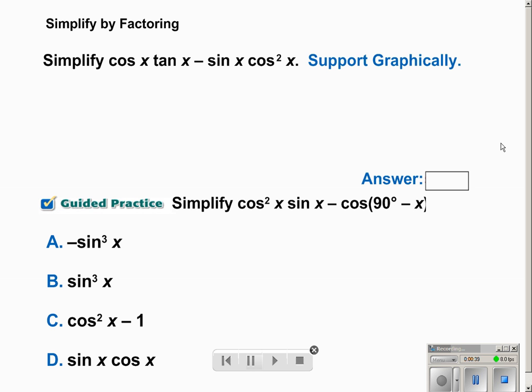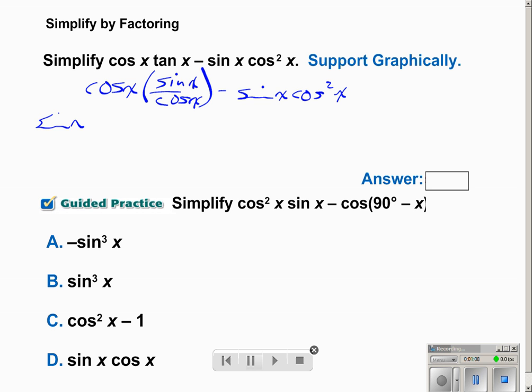I see that I have a tangent x here. So I'm going to rewrite that tangent x as sine x over cosine x using the quotient identity. And then we have the minus sine x cosine squared x. At this point, I see that I have a sine x cosine x in each term. So that's what I'm going to factor out.